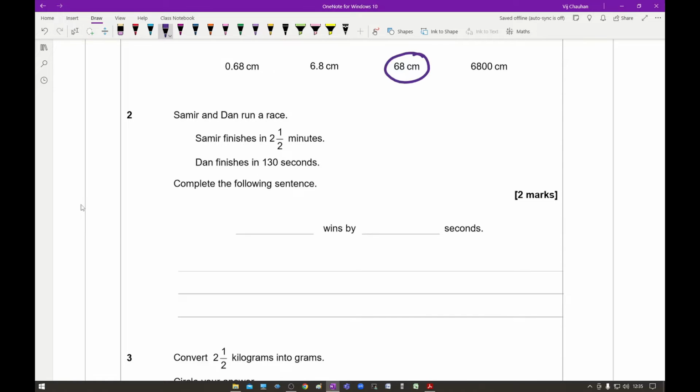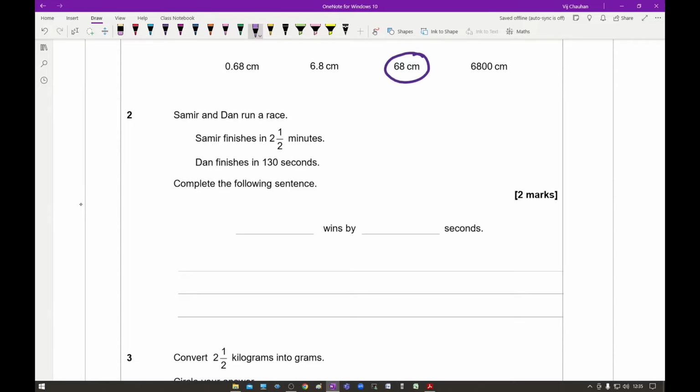So for this, as you can see, we've got two different sets of units, and what we want to try and do when comparing is convert it so that they are both in the same units. Now, because they want the difference in seconds, it makes more sense for us to convert both times into seconds than into minutes. So really, the only one that I need to convert is going to be Samir's.